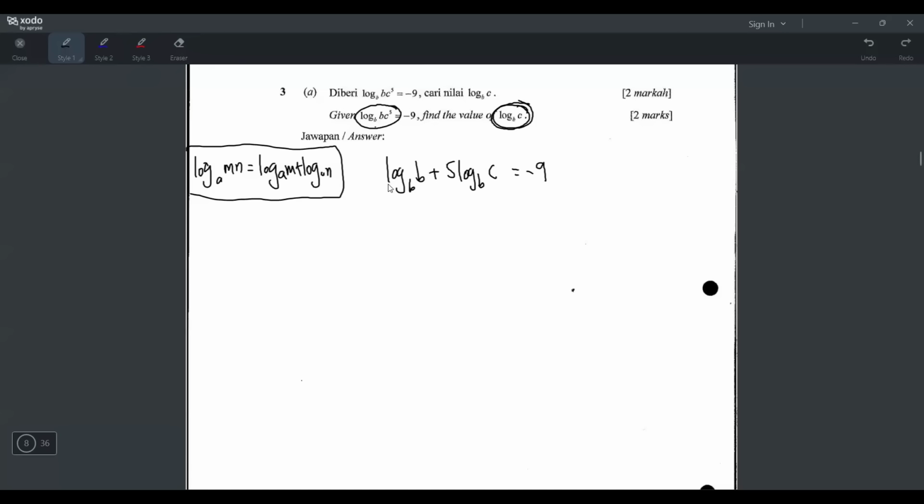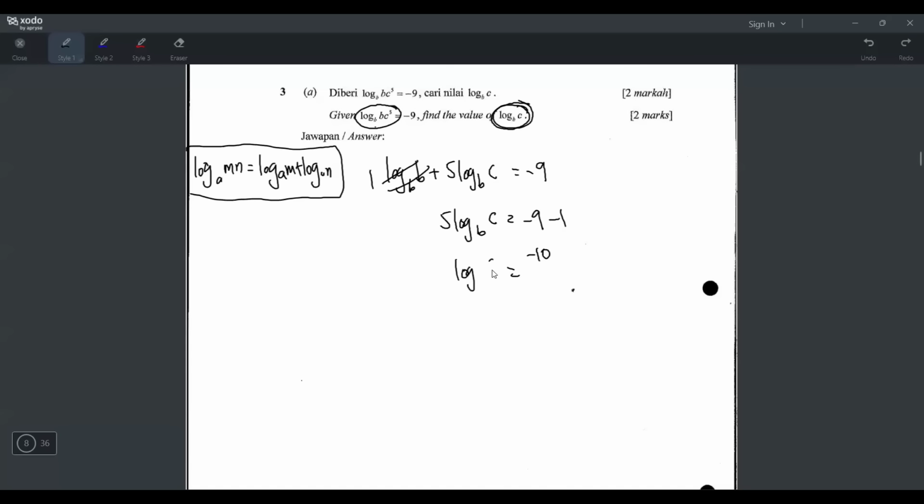So the log b base b I move first. So it will become 5 log c base b. This is the one I'm trying to find. Okay, what is log b base b? Log b base b is actually 1. So it becomes negative 9. And since this can be cancelled to 1, so 1 goes over there and becomes minus 1. And then negative 9 minus 1 is negative 10.